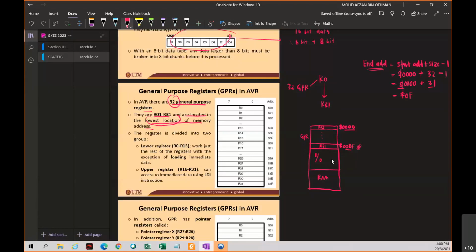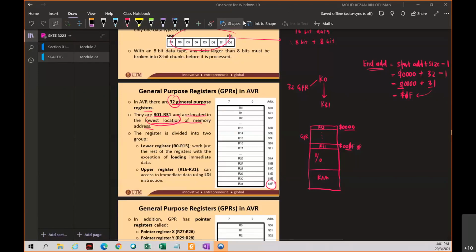Oh, bukan 0F, silap, minta maaf, 1F. Okay, sorry. 1F, not 0F, 1F. Okay, kalau kamu press the calculator, 31 is actually 1F. Okay, kalau 0F baru 15. Okay, 1F is 31. Any question up until here? Ada soalan tak? Any question, guys? No, okay, tak ada soalan.